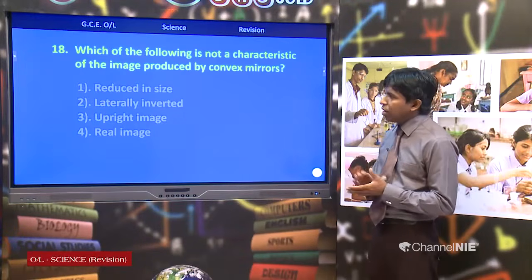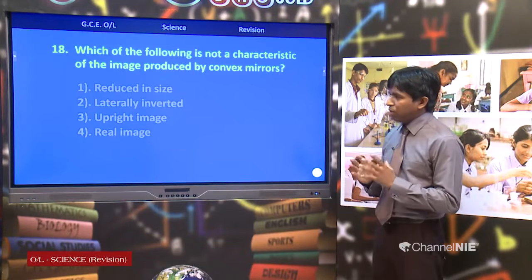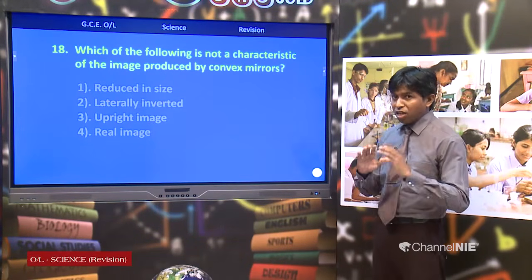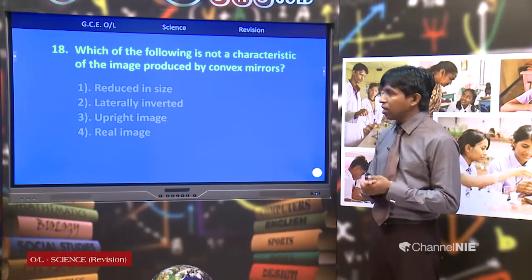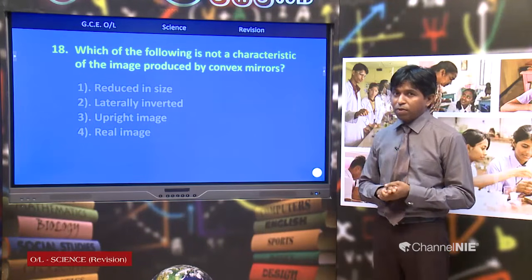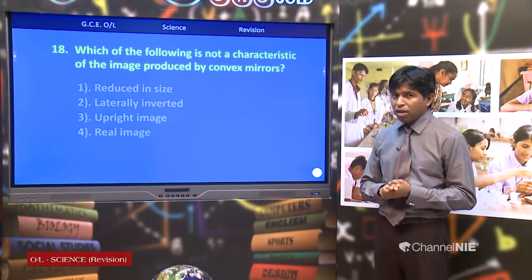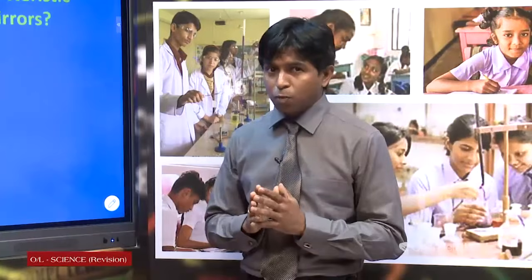So, the first one, reduced in size, that is correct. So, all the images appear small in size, that means a large area can be viewed using a convex mirror. So, using the side mirror of the vehicle, you can see all the vehicles behind your vehicle, that means a large area brought to small scale.